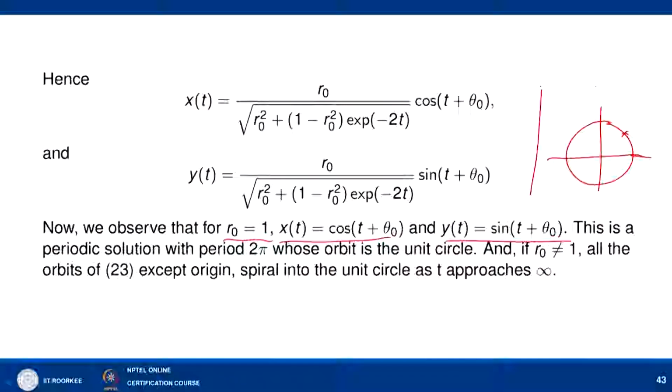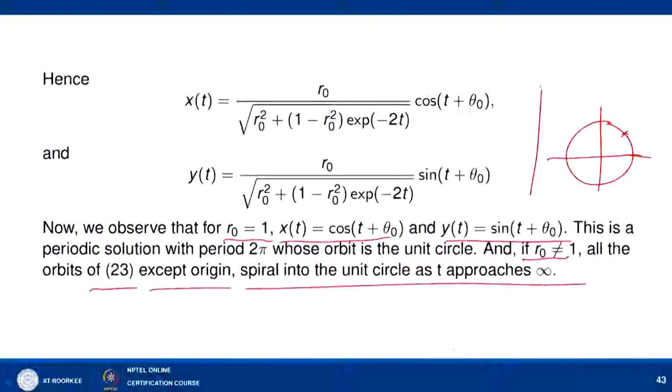So one of the orbits is given by the unit circle here, right. Now if we take r naught not equal to 1, meaning either r naught is less than 1 or r naught is bigger than 1, then what is the behavior of the orbit? We say that if r naught is not equal to 1, all the orbits of 23 except the origin spiral into the unit circle as t approaches infinity, that we wanted to know.